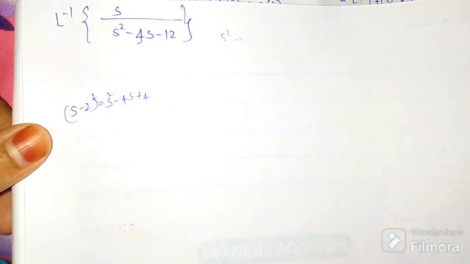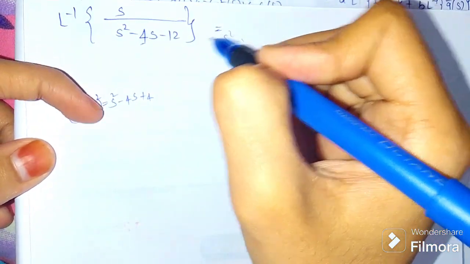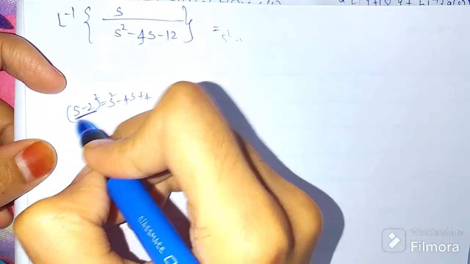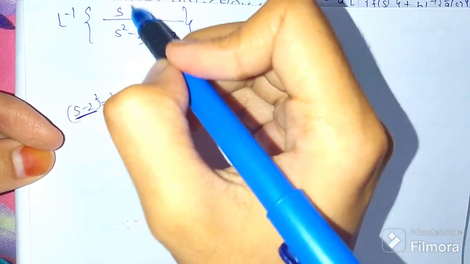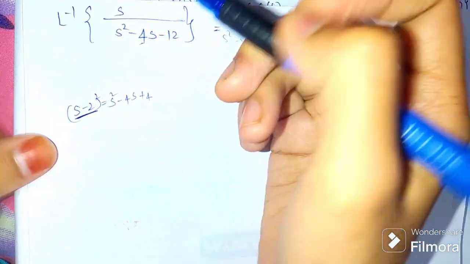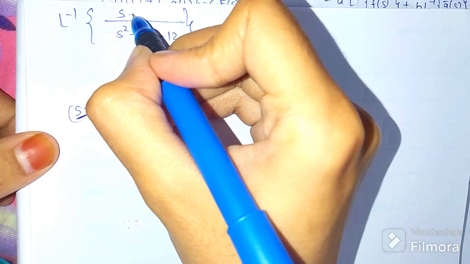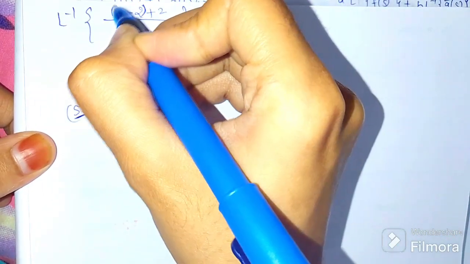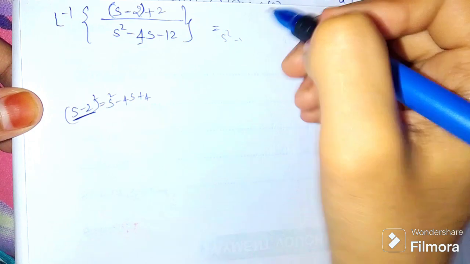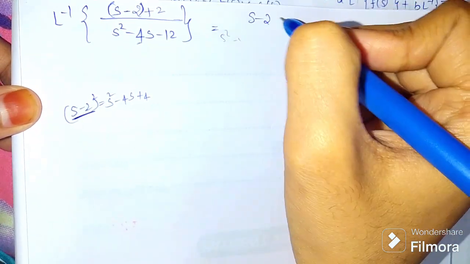So in the denominator I am doing s minus 2. As I told you before, I need s minus 2 in the numerator also, no? So I will create s minus 2 plus 2. No worries in this. Let's see how the denominator gets changed. So s minus 2 plus 2.